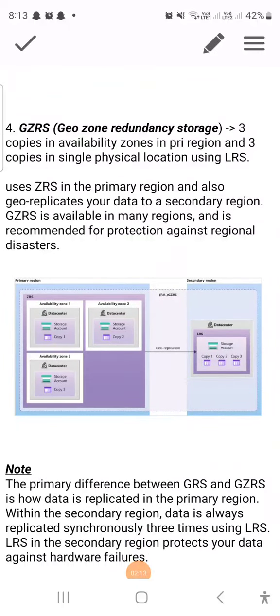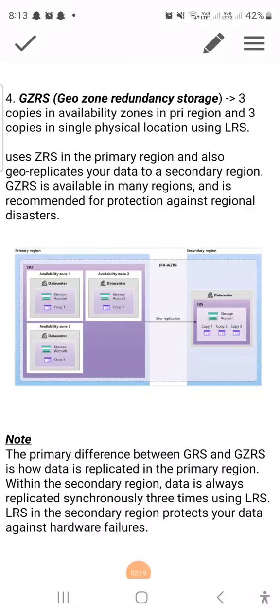Geo zone redundancy storage is available in many regions and is recommended for protection against regional disasters. So you can see in the diagram it is very much clear. In the primary region, the data is replicated using ZRS and in the second region using LRS. Note the primary difference between GRS and GZRS is how data is replicated in the primary region.